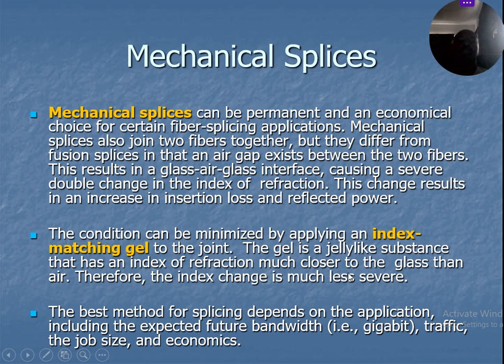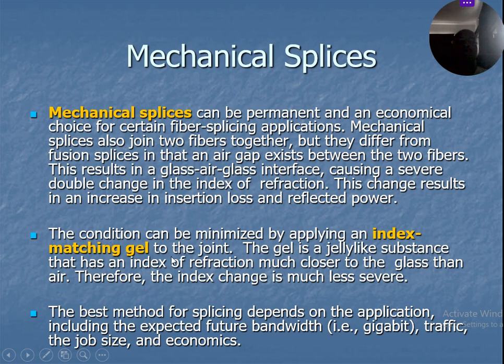Now these conditions can be minimized by what? By using something called index matching gel. To minimize these losses, the insertion loss, which results in attenuation and reflected power, there's something to mediate the effect of this change. One of those things is called index matching gel. You have to rub it on; it's like a gel.